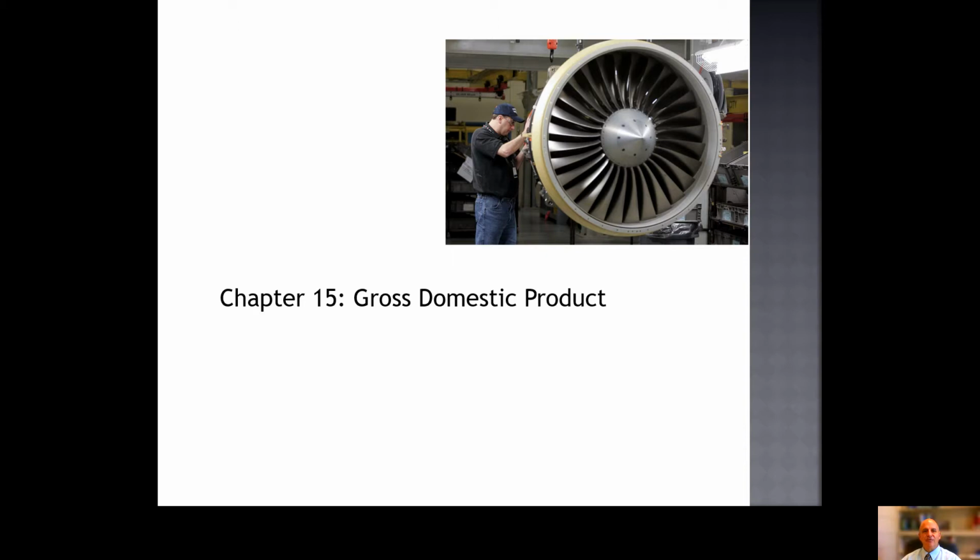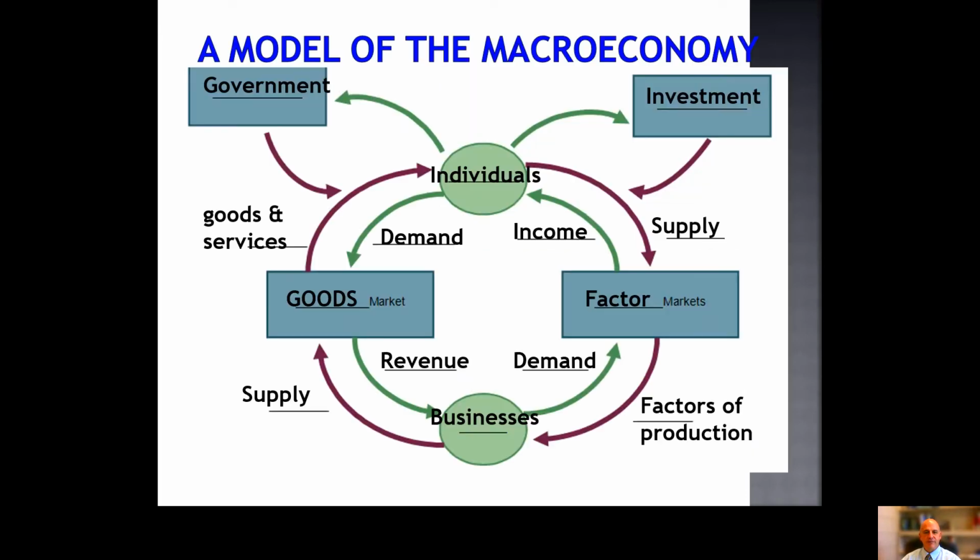In this chapter, you will begin to explore one of the ways that we measure the size of our macroeconomy. We will explore the idea of gross domestic product. The first thing you will understand really has to do with what is our macroeconomy. And we tend to simplify this to what is called the circular flow.